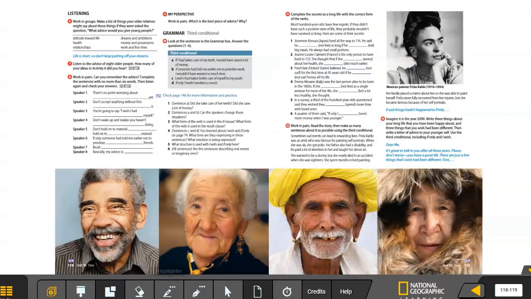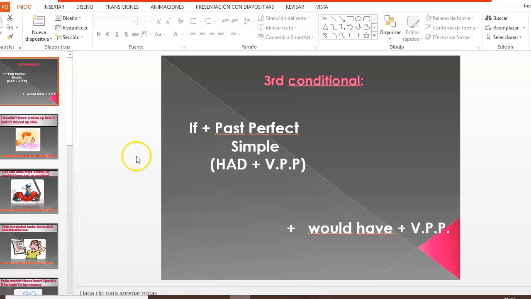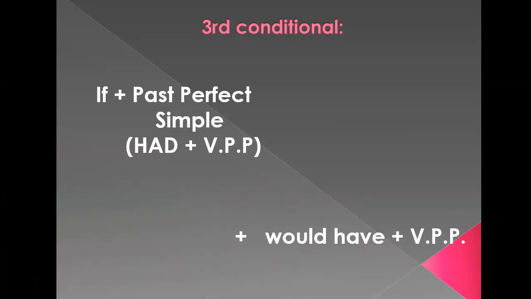We have this. Now, pay attention, guys. The third conditional. Remember, we have the structure here: if plus past perfect simple. Past perfect simple is had and a verb in past participle. Remember, this had with this if means el famoso hubiera. Si yo hubiera, if I had, and then obviously we have a verb in past participle.